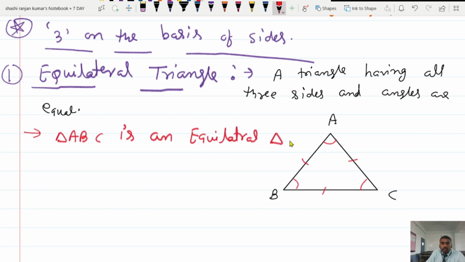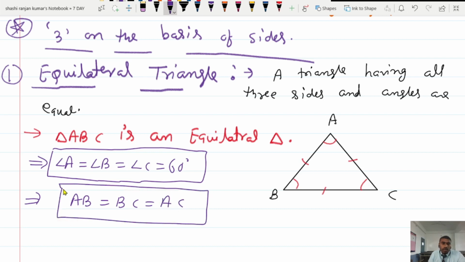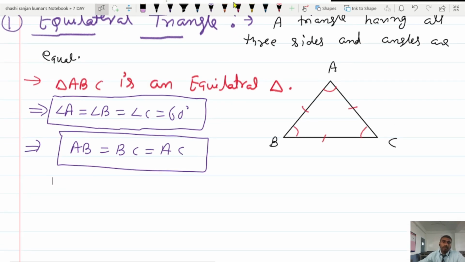What is the meaning of that? If this is an equilateral triangle, this implies that angle A is equal to angle B is equal to angle C is equal to 60 degrees. So in an equilateral triangle all the angles are equal and each is 60 degrees. Second, all the sides will be the same, that is AB is equal to BC is equal to AC. So in an equilateral triangle all three angles and all three sides are the same. So this is the first type, the equilateral triangle.